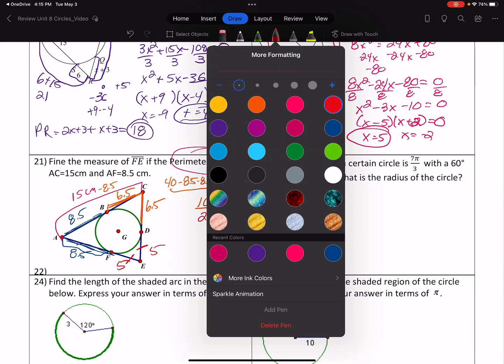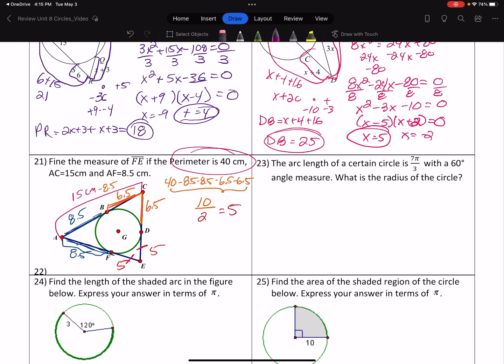Okay, and we're back for D. So the arc length of a circle. So arc length, that's going to be 2 pi r. That's going to be the one where we use 2 pi r. So it's still going to be part over whole is equal to, now we have 7 pi over 3 over 2 pi r. Because we're finding the radius, we want to leave it in terms of the radius.